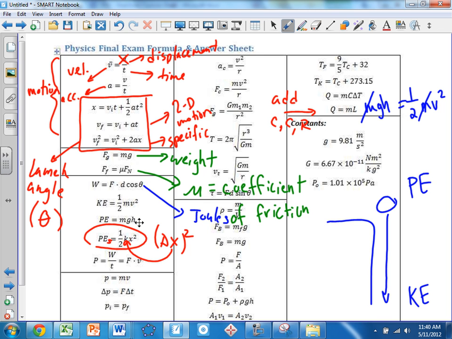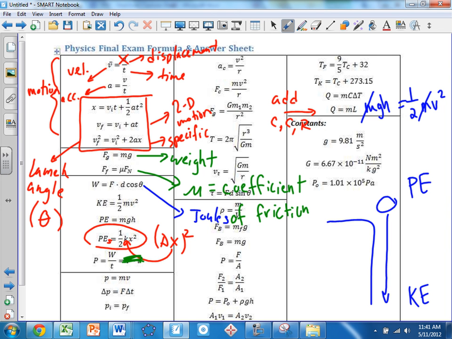What did this P have to do with now? Power, there it is. Again, work over time is power. We did not use FV this year, so don't worry about that. We used work over time. The other thing that we did do was... don't worry about it. It's not going to be on there.